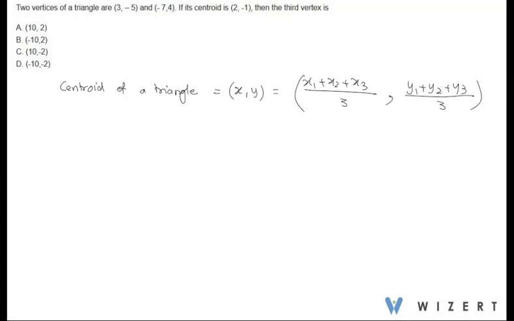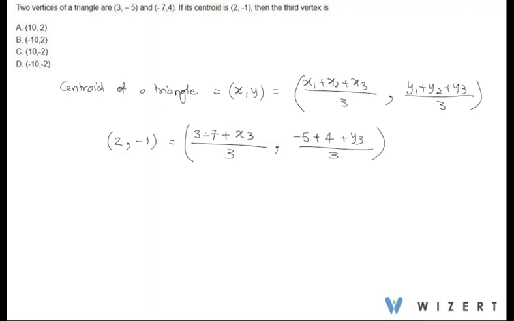So let's just put the given values here. We are given the centroid, so (2, -1) equal to ((x1 is 3, x2 is -7 and x3 is to be found out)/3, (y1 is -5, y2 is 4 and y3 is to be found out)/3).